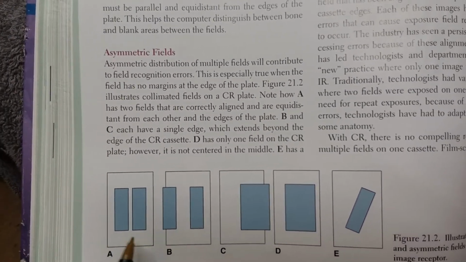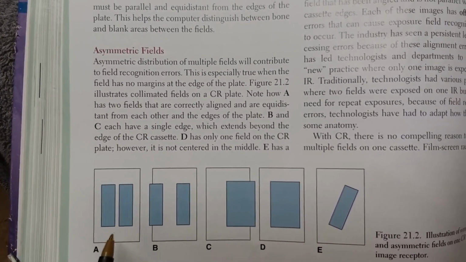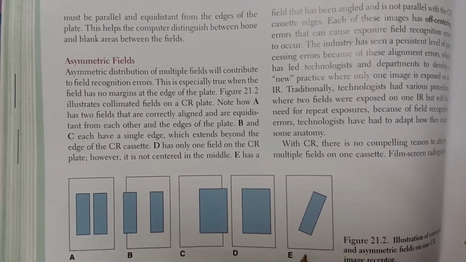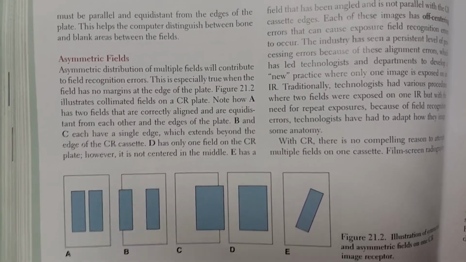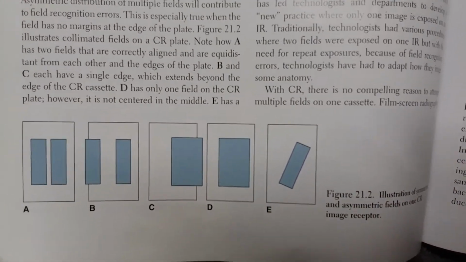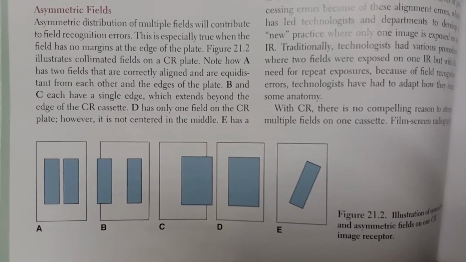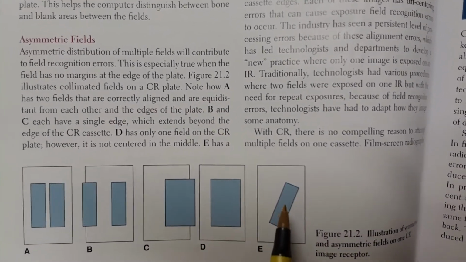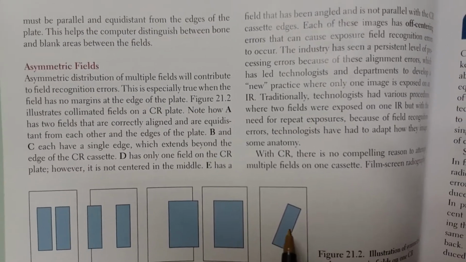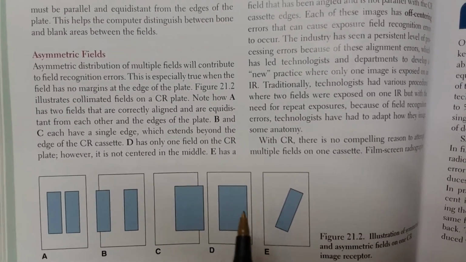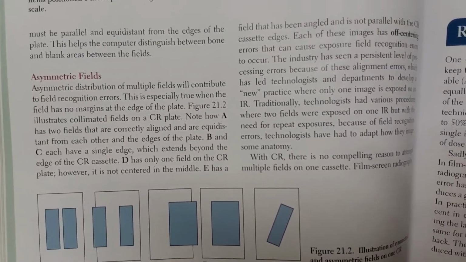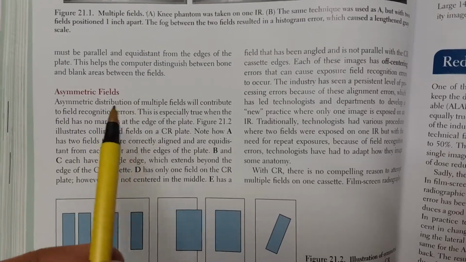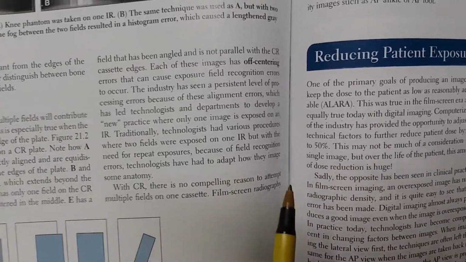Like A shows symmetrically collimated borders, which is good. B is not good. C and D and E are not good because they're misaligned. They're not appropriately collimated with symmetrical borders. And it's recommended that you only do one image per plate anyway, with CR and DR, because of the risk of misalignment and miscalibration, which will lead to histogram analysis errors by the computer. So asymmetrical fields are not good. This is what it's talking about here.